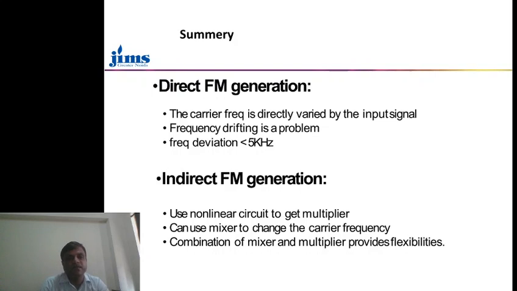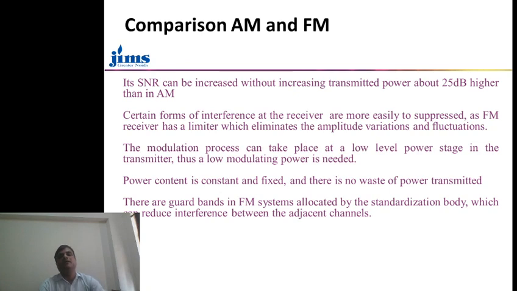Then in summary, in direct FM generation the carrier frequency is directly varied by the input signal. Frequency drifting is a problem and frequency deviation is around 5 kilohertz. Indirect generation uses a non-linear circuit. It can use a mixer to change the carrier frequency. The combination of the mixer and multiplier provides flexibility. It is more flexible. Then if we compare AM and FM, SNR is increased without increasing transmitted power. In the case of FM, we can get around 25 dB higher SNR in comparison to AM.